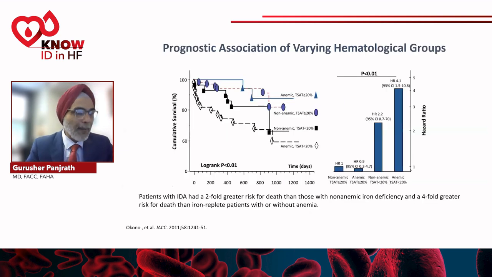Now, we talked about impact on prognosis, and this is important. When we look at different forms of iron deficiency and anemia, both anemic and non-anemic iron deficiency had a twofold greater risk for death than those with non-anemic iron deficiency, and a fourfold greater risk for death than those who are iron replete, with or without anemia, as seen on this particular slide.